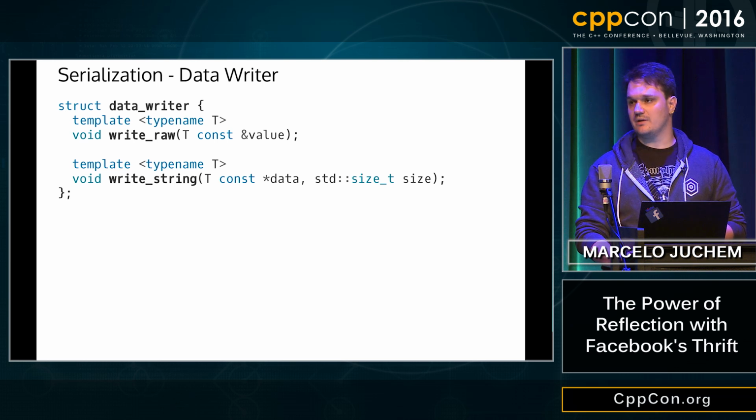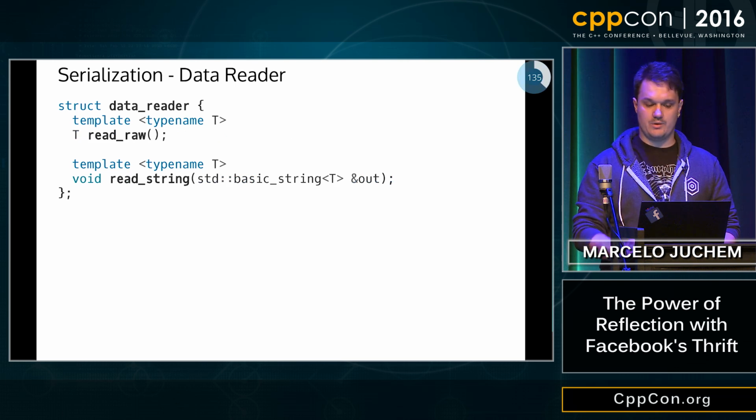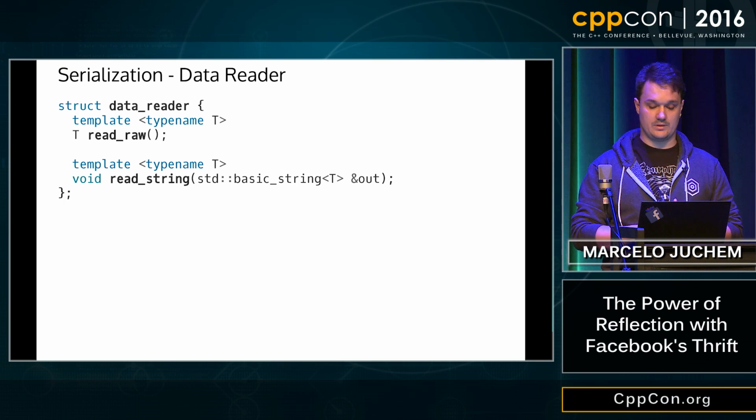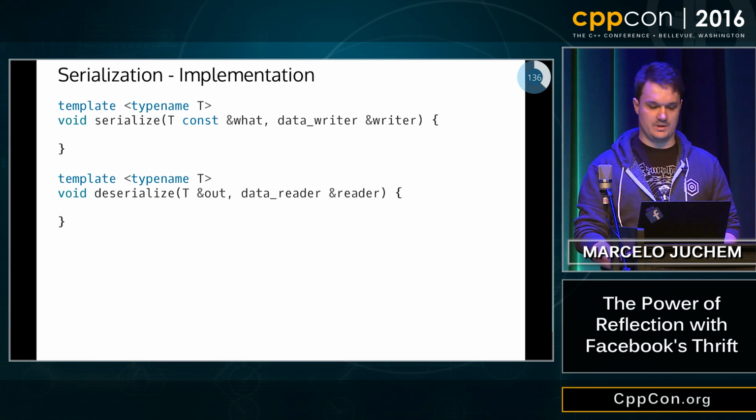Might need a few changes, but we can do it. And we also have a data reader so we can read the things we wrote with a data writer. This is not very interesting for reflection itself, but it's going to be what we're going to use for our serializer. So let's see how we implement a serializer.